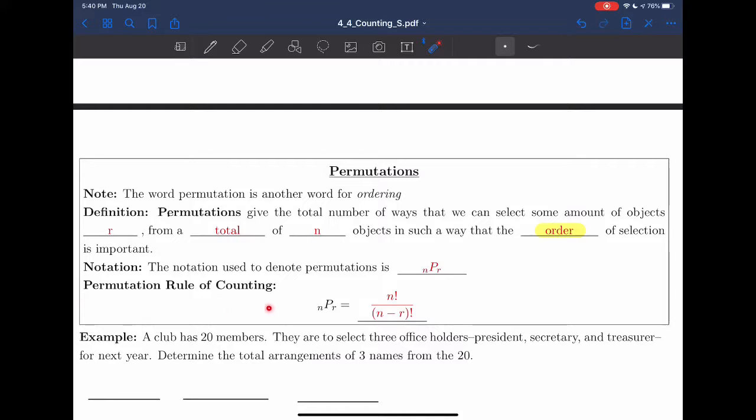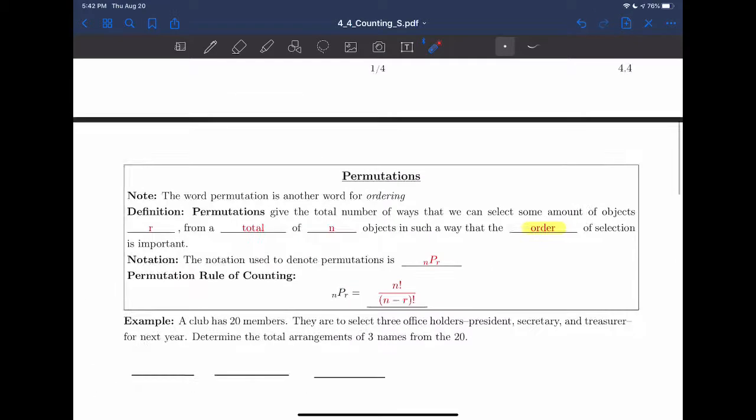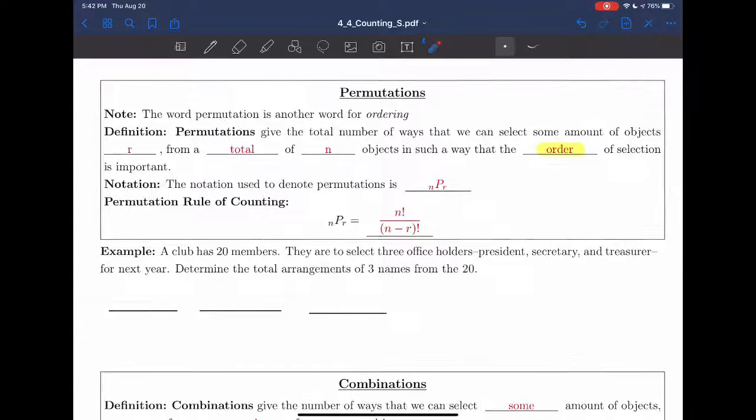And we're going to use something called the permutation rule of counting. So n pick r is just n factorial over n minus r factorial, where n, again, is the total number of objects, and r is the amount of objects that you selected from the total. For example, let's say a club has 20 members, and they have to select someone to be president, secretary, and treasurer.